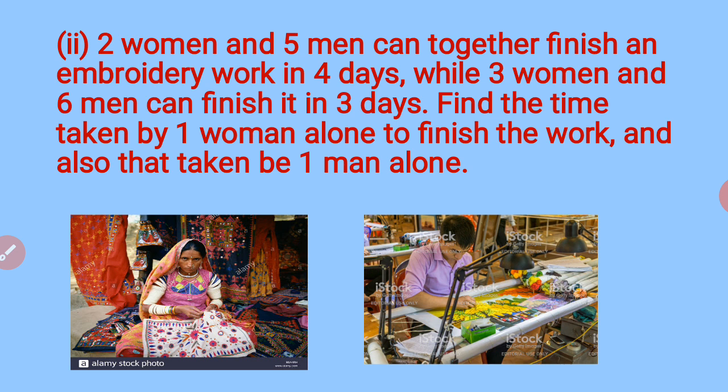So let us proceed with this example, and once you understand this example you will be able to use it for other examples also. So 2 women and 5 men can together finish an embroidery work in 4 days, while 3 women and 6 men can finish it in 3 days. Find the time taken by one woman alone to finish the work, and also that taken by one man alone. So when they are working alone, we have to find how much time they actually take. Let us proceed.